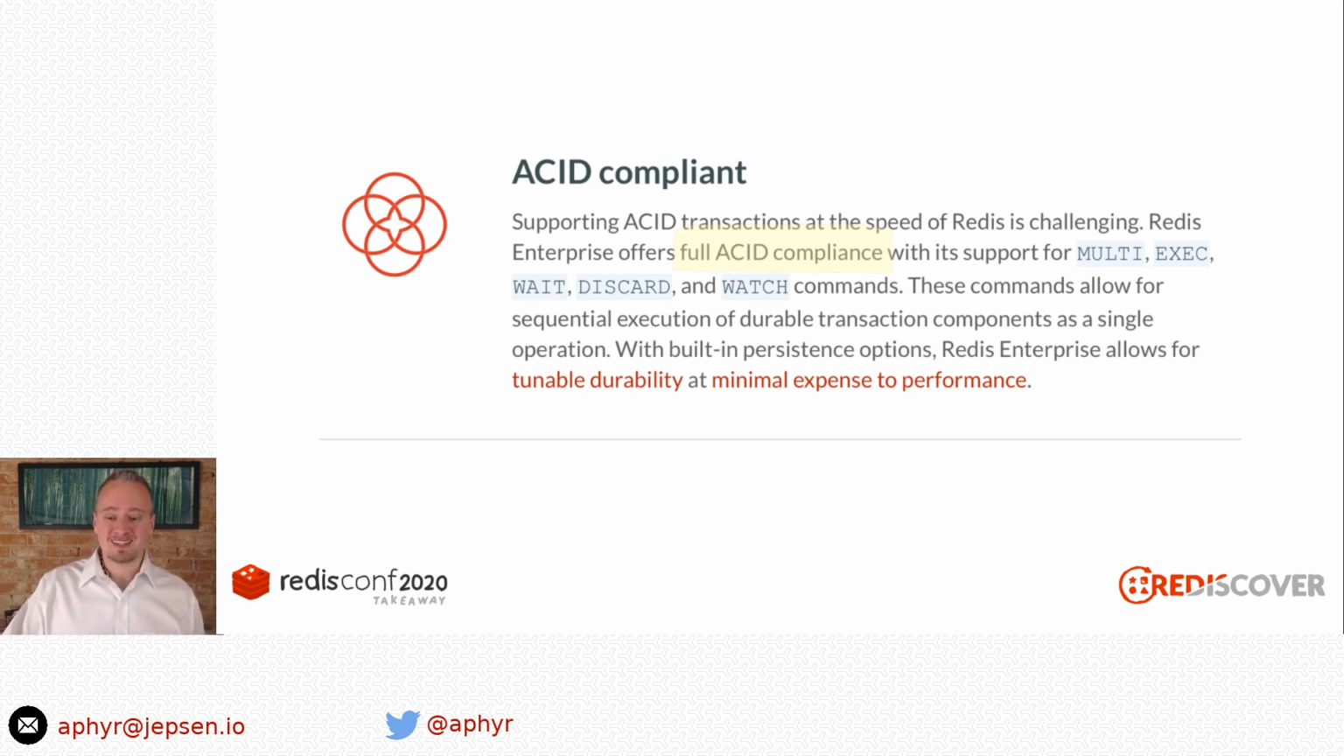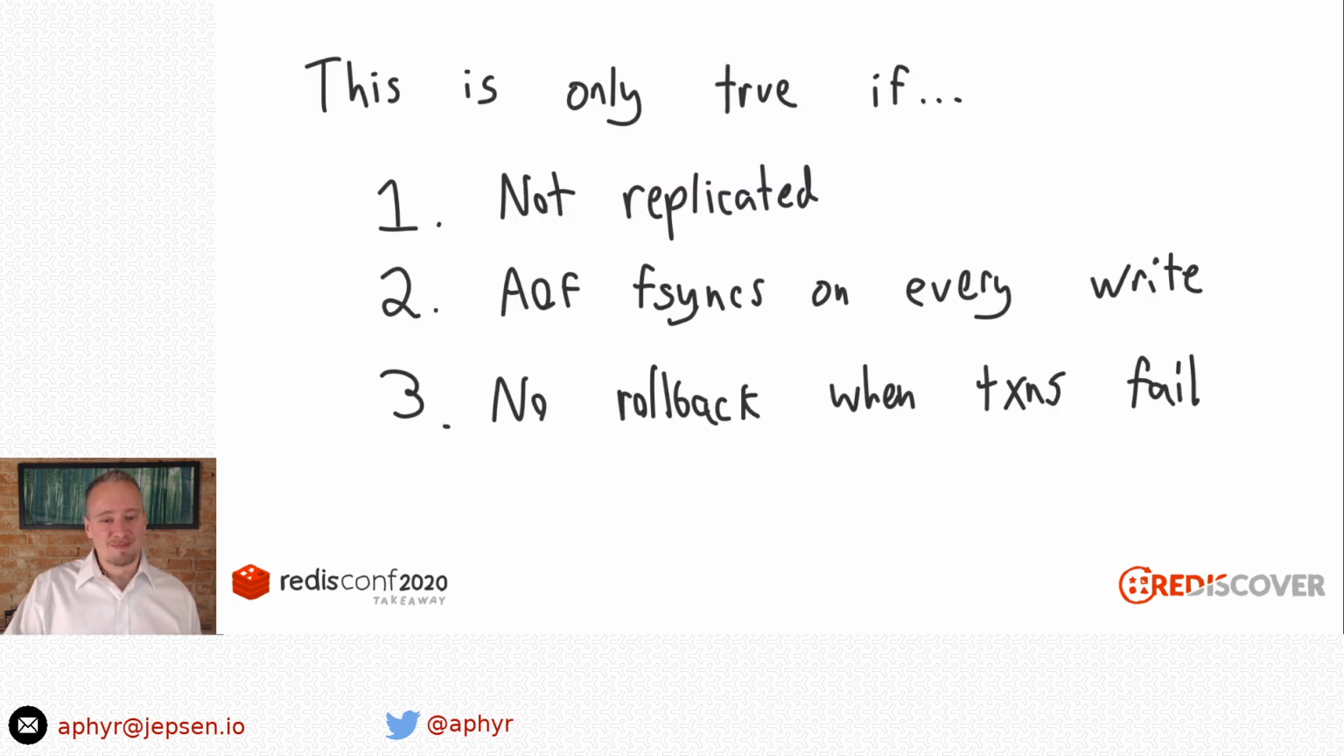Who wants full ACID? Everybody wants full ACID. But the problem is that you only get that full ACID support if the system's not replicated. So you can't have multiple copies of your data. You also have to use an append-only file that fsyncs on every write, and you cannot roll back when transactions fail. So the question is, how many users are running this configuration? And did any users who are using replication assume they had ACID guarantees?